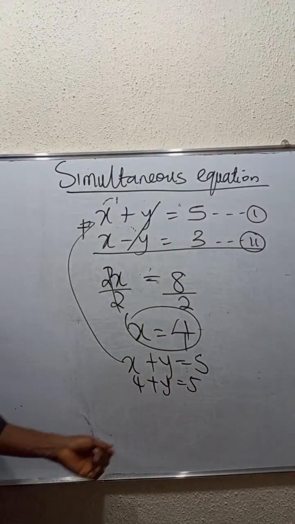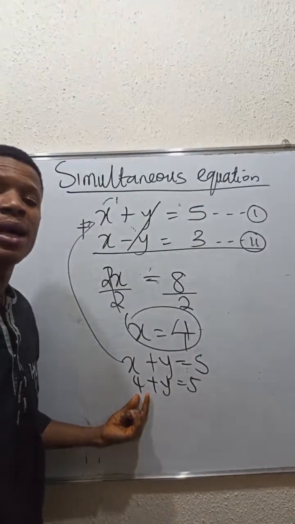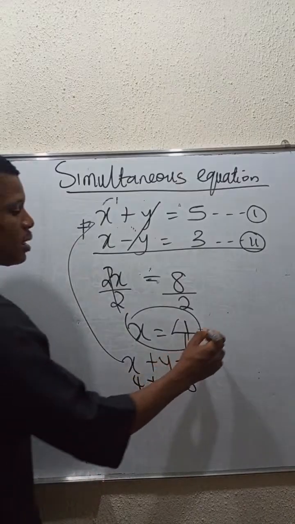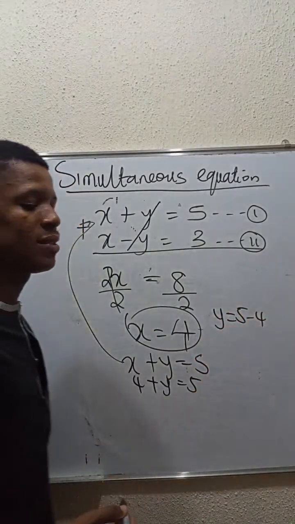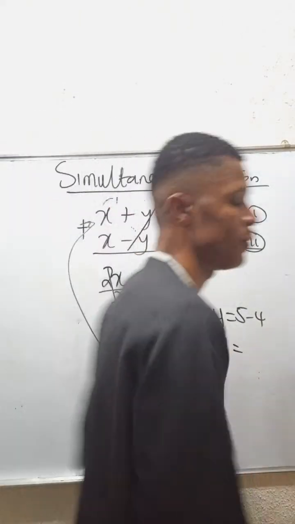Then for you to get the value of y, you just have to minus 4 from both sides, giving you that y is equal to 5 minus 4. What is 5 minus 4?